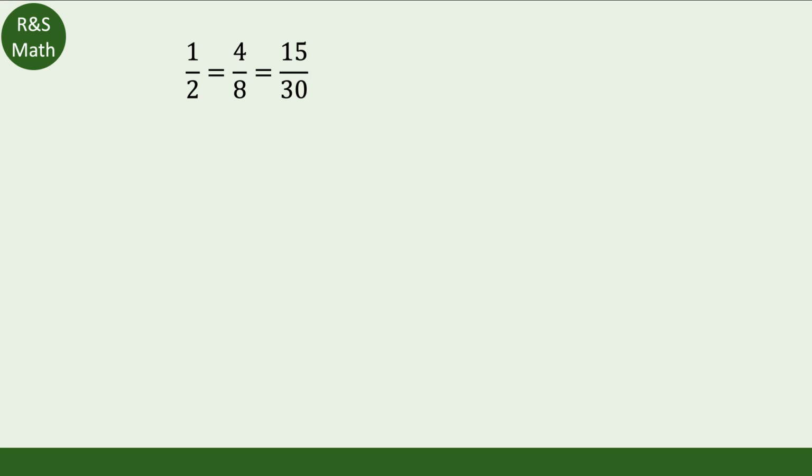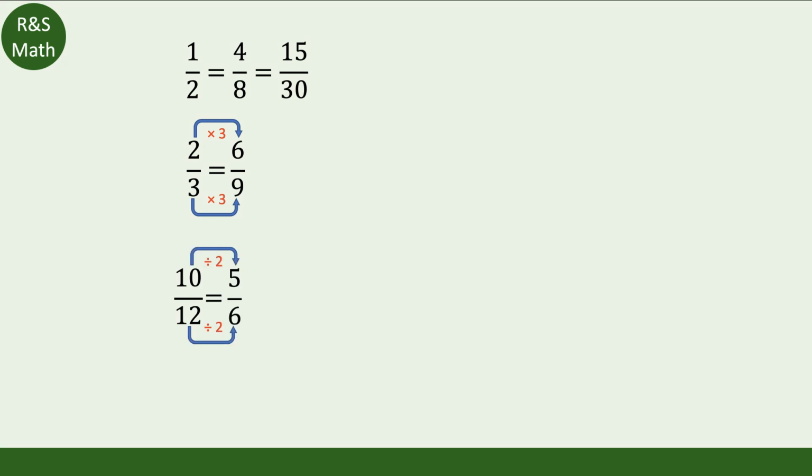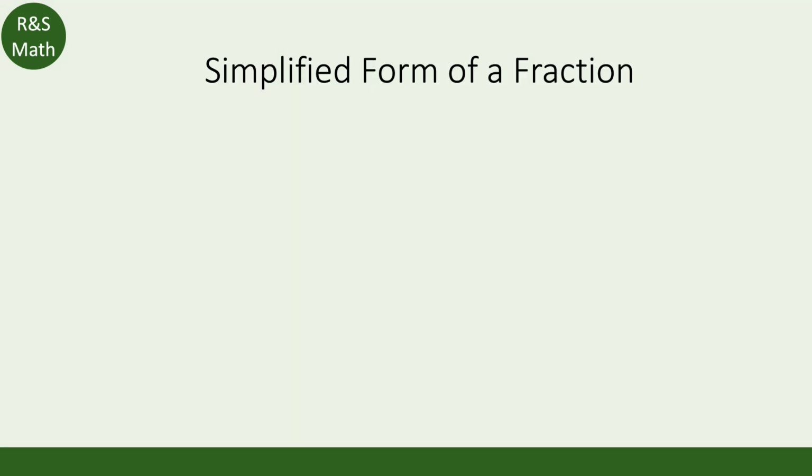If we are working with a fraction, a way to form equivalent fractions is by multiplying or dividing both numerator and denominator by the same number. For example, if we had the fraction 2/3, we could multiply both numerator and denominator by 3 to get the fraction 6/9. 2/3 and 6/9 are equivalent fractions. Or, if we had the fraction 10/12, we could divide both numerator and denominator by 2 to get the fraction 5/6.